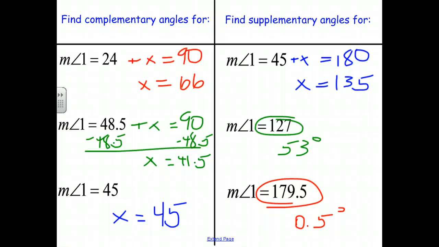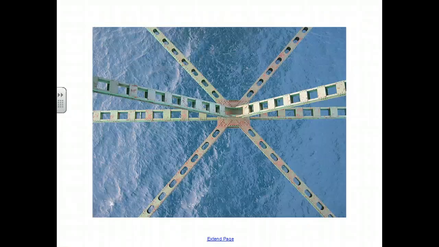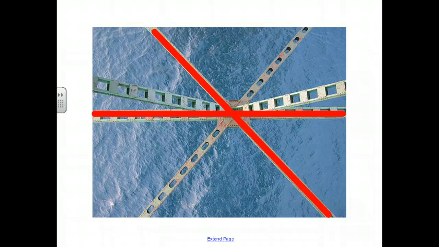And so there's one last concept that we have to talk about, and that's what we have when we have intersecting lines. So this is the view down from a bridge onto Lake Michigan and to the underlying support structure, and we have two lines that cross each other like that, and they've now been highlighted in red. Well, these two lines create four angles: angle 1, angle 2, angle 3, and angle 4.